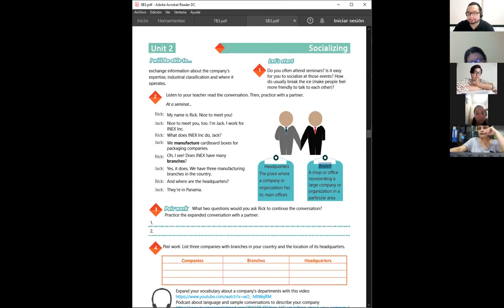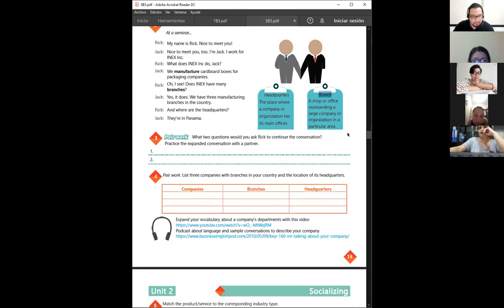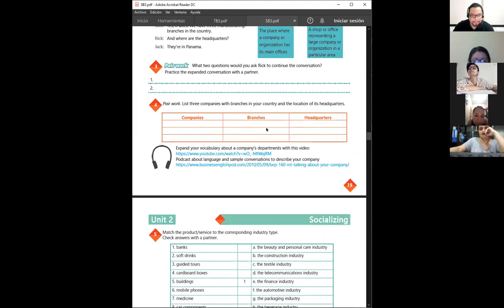¿Alguna pregunta sobre lo que estuvimos viendo? Wendy, Flor, Carla, Julia. No? Okay. Not yet. Very good, so we're going to move on to this part. We were talking about companies. What are the companies? We have the branches and we have the headquarters. Let's do this together. For example, what company could we add here? ¿Qué compañía podemos agregar acá?